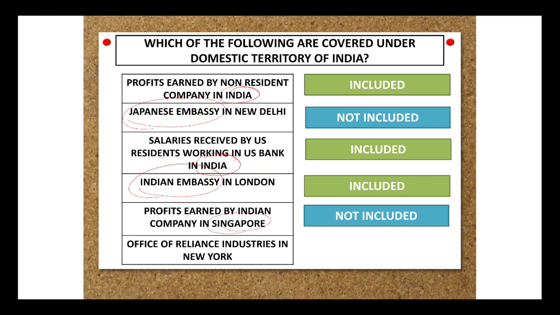Next, the office of Reliance Industries in New York. Again, the place is New York, so it will not be considered as the domestic territory of India. So whenever domestic territory is given, focus on the place; for normal resident, focus on the person. Keep this in mind. Practice as many questions as you can for normal residents and domestic territory, because this will create a foundation for you to calculate the domestic income and the national income.